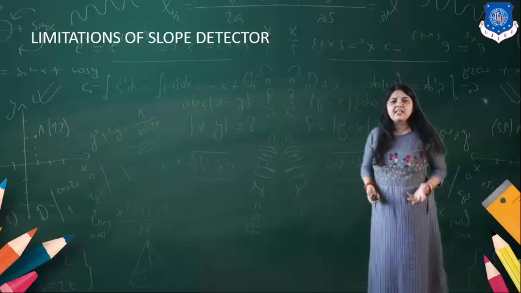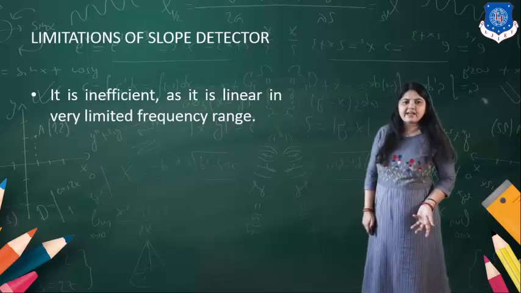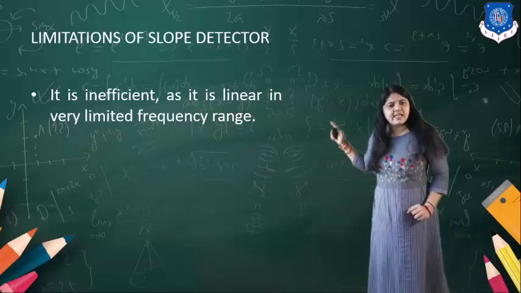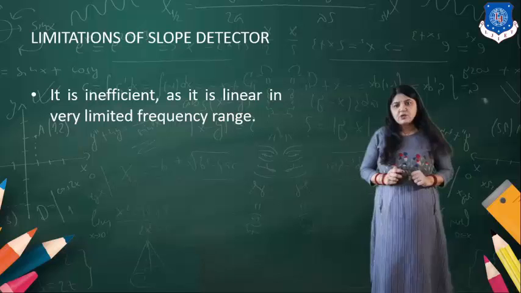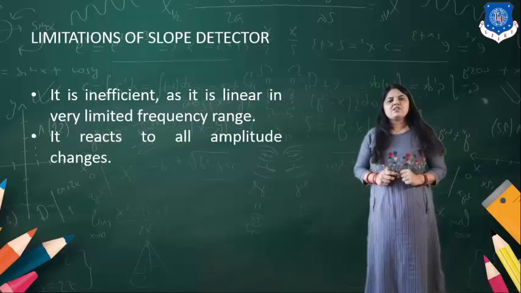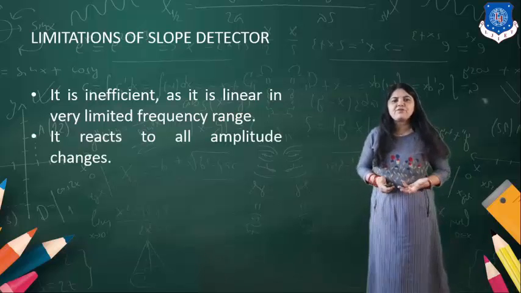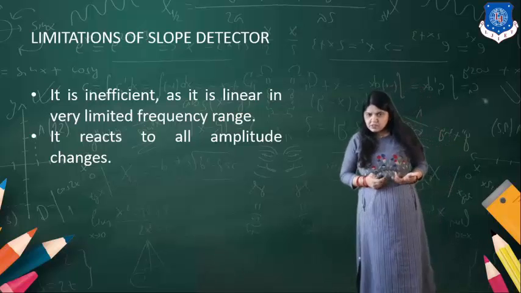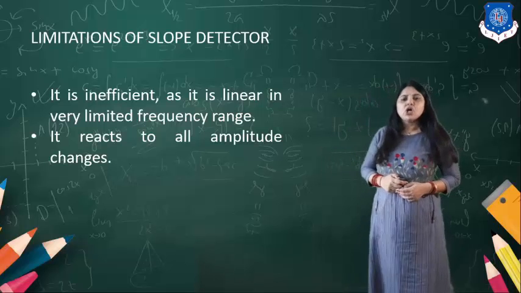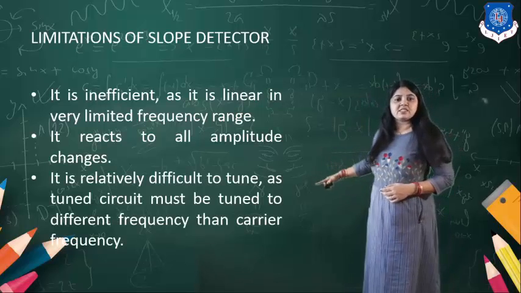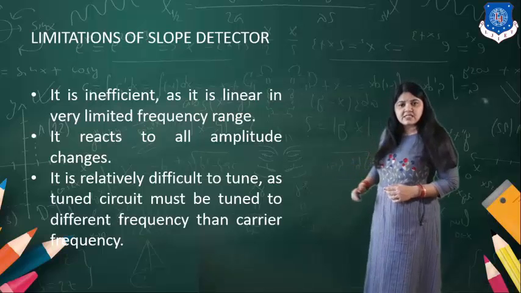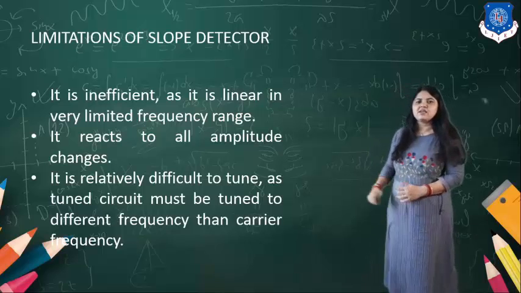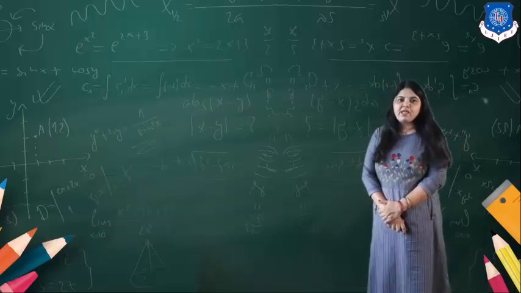So what is the limitation of the slope detector? It is inefficient and it is linear only in a very limited frequency range. It reacts to all the amplitude changes, so the circuitry becomes complex when you want a good output through this. It is also very difficult to tune, as the tuned circuit must be tuned to a different frequency than the carrier frequency.